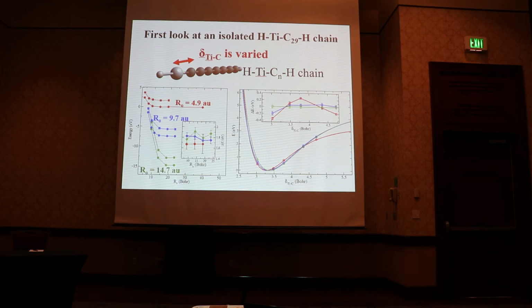So first I'm going to show you some results for just the isolated chain. So there's no ribbon inside. This is just a chain in vacuum. And after we equilibrate the structure, what I'm going to be looking at is varying simply the distance between the titanium and the first carbon in this chain, and looking at the behavior of those curves as we apply our downfolding and embedding cuts.